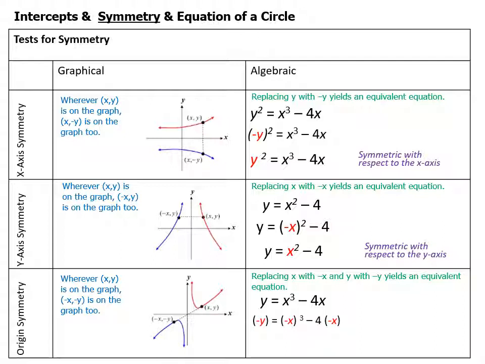For the origin, plug in negative y and negative x. On the left we get negative y, on the right we get negative x cubed and then plus 4x. Divide everybody by negative 1, and that gets us back to y equals x cubed minus 4x. So it is symmetric with respect to the origin.